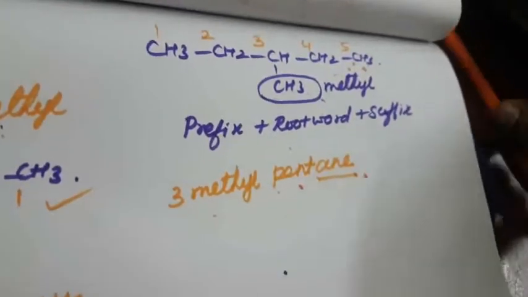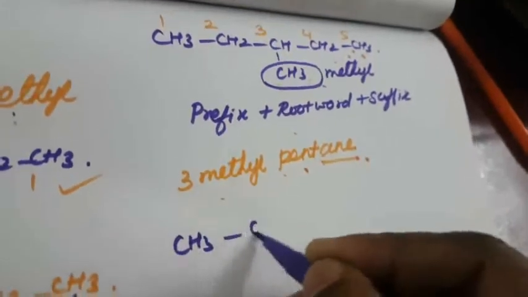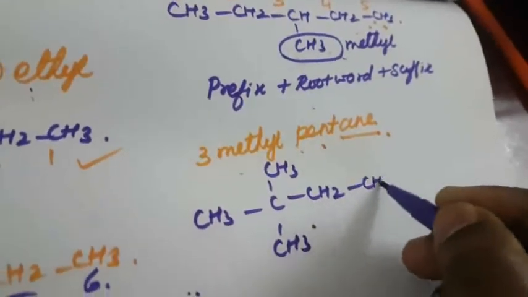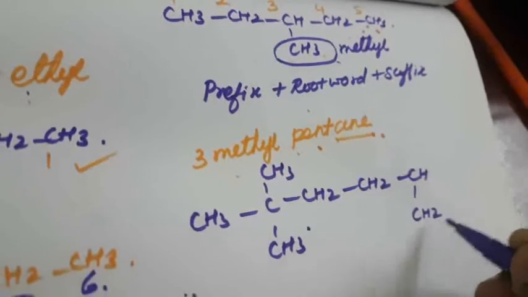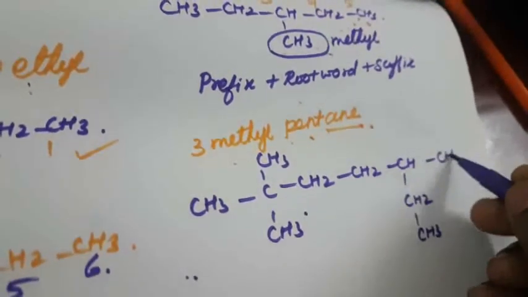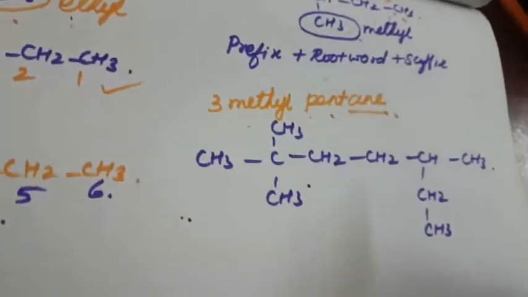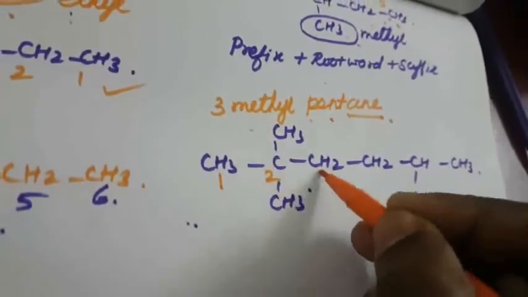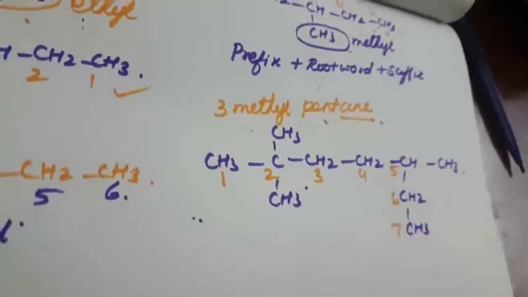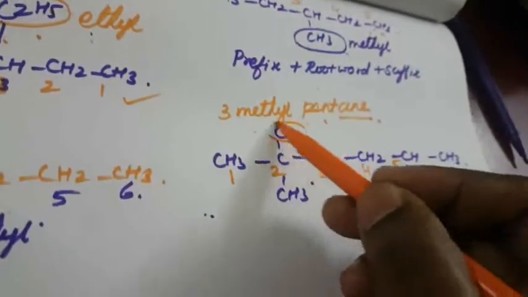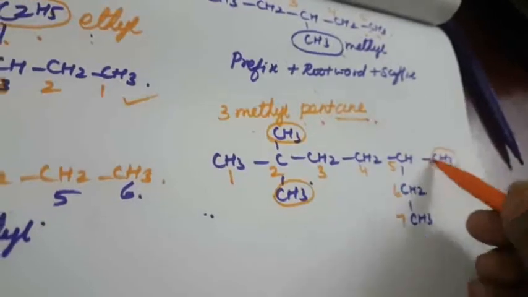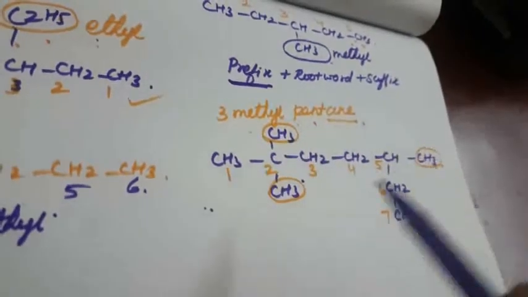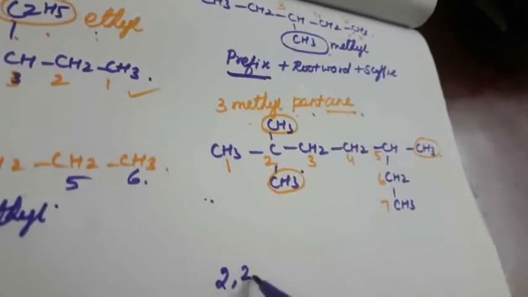Another compound is CH3, CH3, CH3, then CH2, CH2, CH, CH2, CH3, then CH3. Okay, so how to give the priority? Here the second carbon contains 2 methyl groups. So which side? 1, 2, 3, 4, 5, 6, 7. What is the name of this one? Methyl. This is also methyl. This is also methyl. What are the positions containing methyl? First one is prefix. 3 methyl groups are there. What are the numbers? 2, 2, 5.